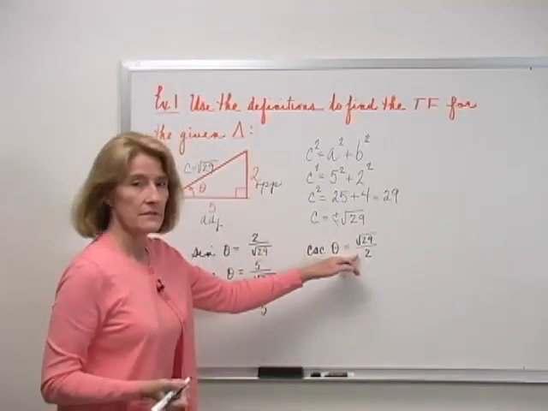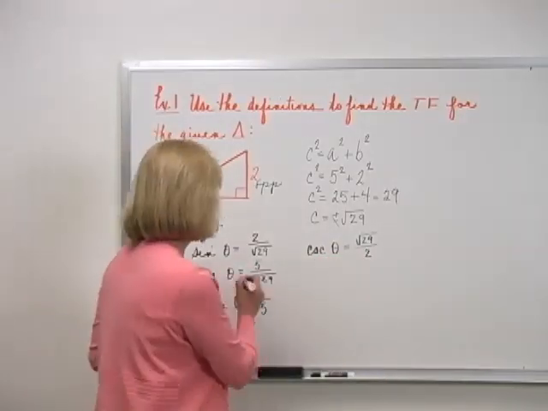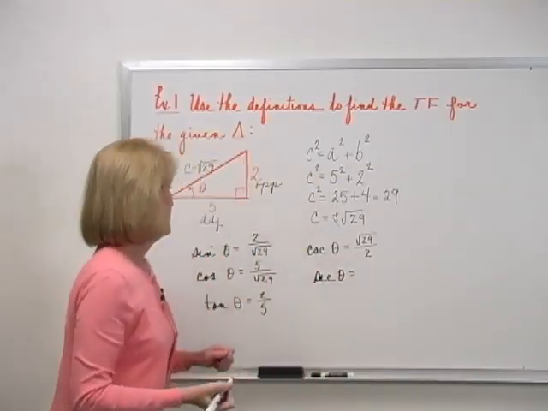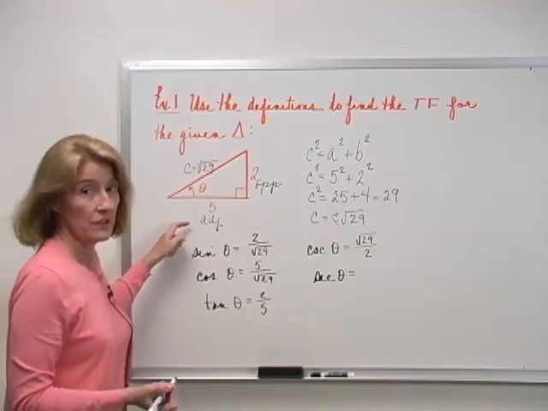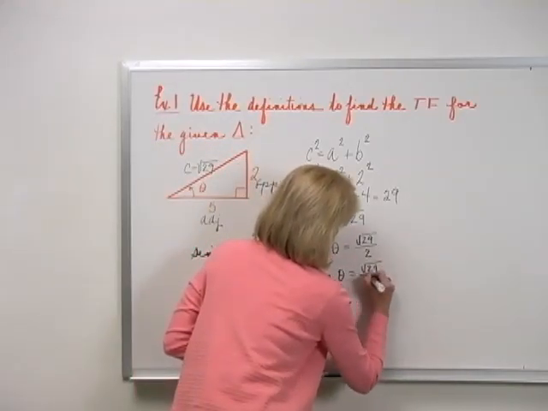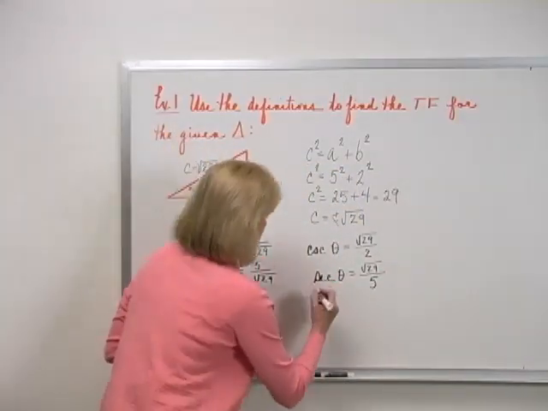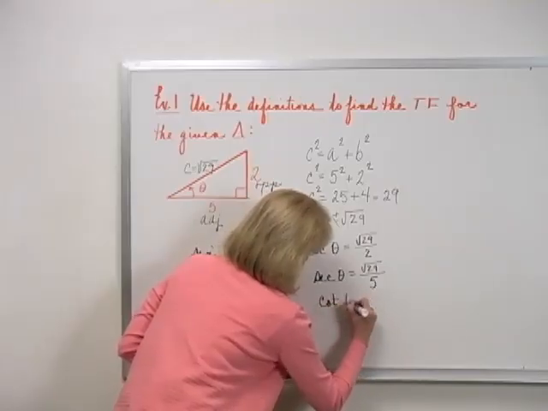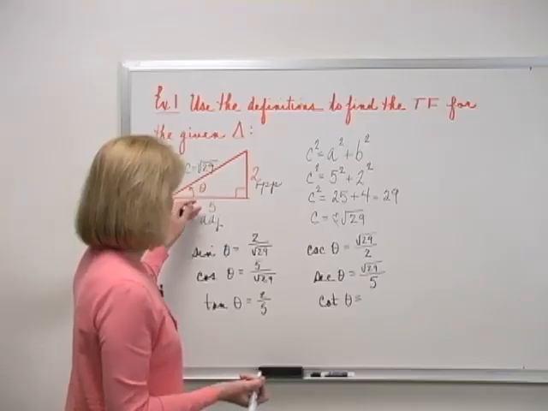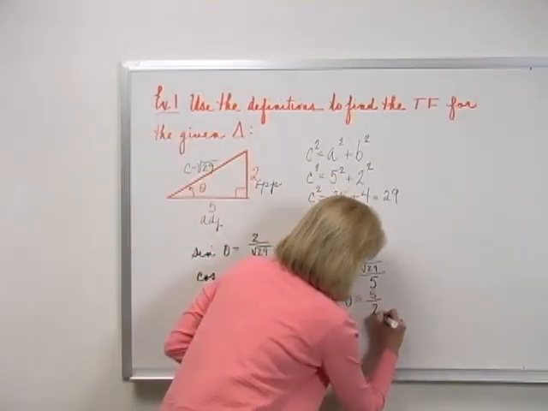Be careful when you write this here. The 29 is under the radical. The division sign and the 2 are not. Okay, next one is secant of theta. The secant of theta is the hypotenuse over the adjacent, correct. So it's the square root of 29 all over 5. And the last one is cotangent. The cotangent of theta is equal to the adjacent over the opposite. And so it is 5 over 2.